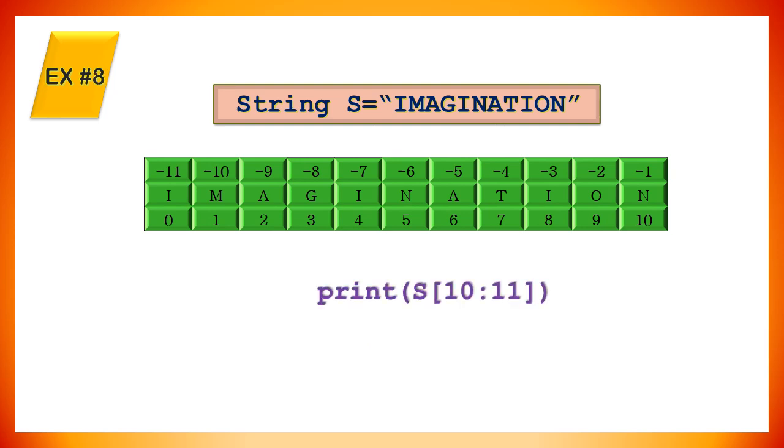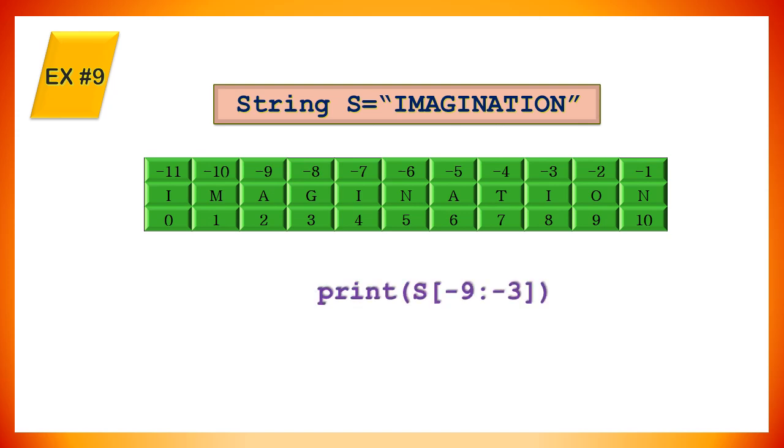Next, example number 8. S[10:11]. Starting index is 10. Ending index is 11. So 11 minus 1 is 10. So 10 to 10 is the range of index. That is, only one index gets selected. The character present there is N, which is selected and returned as the output.